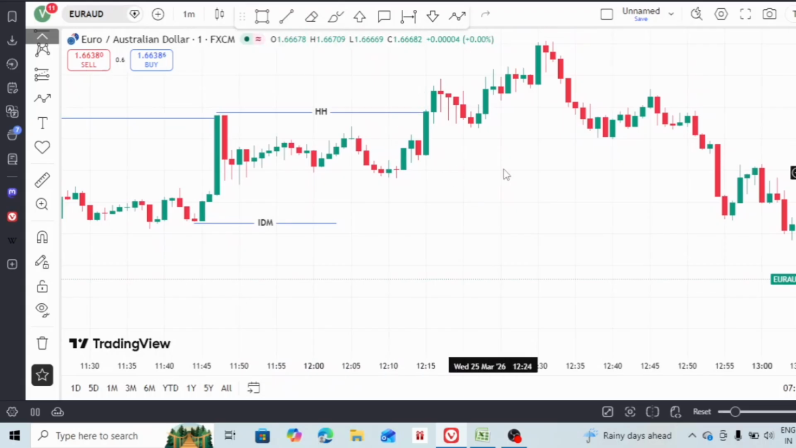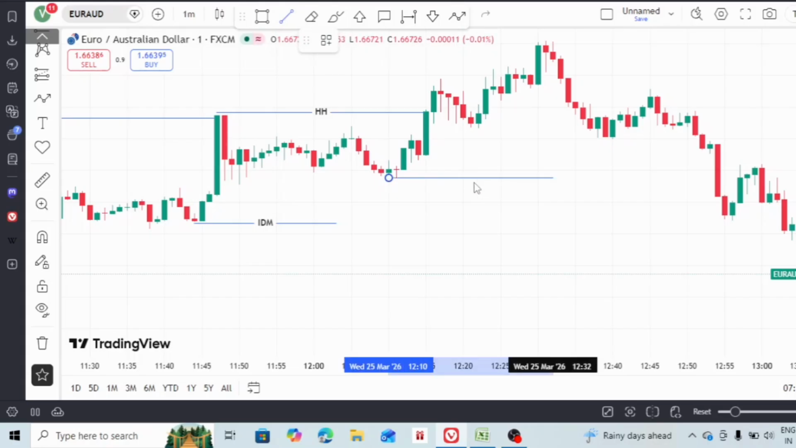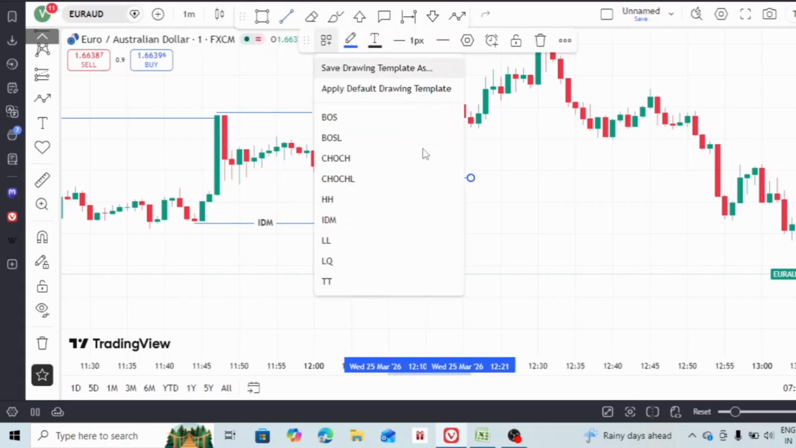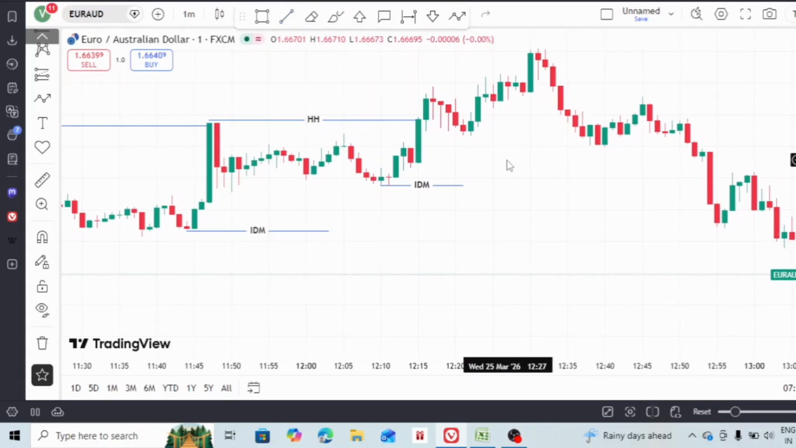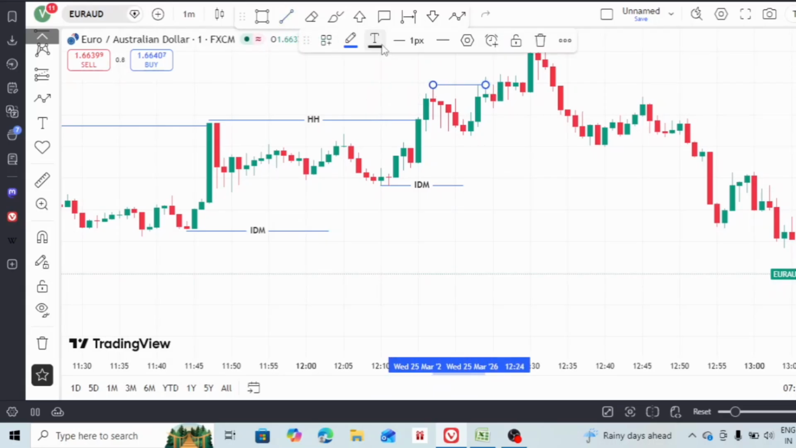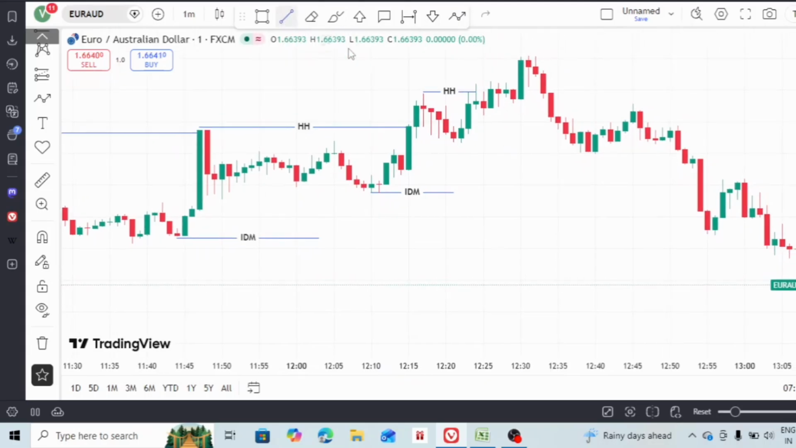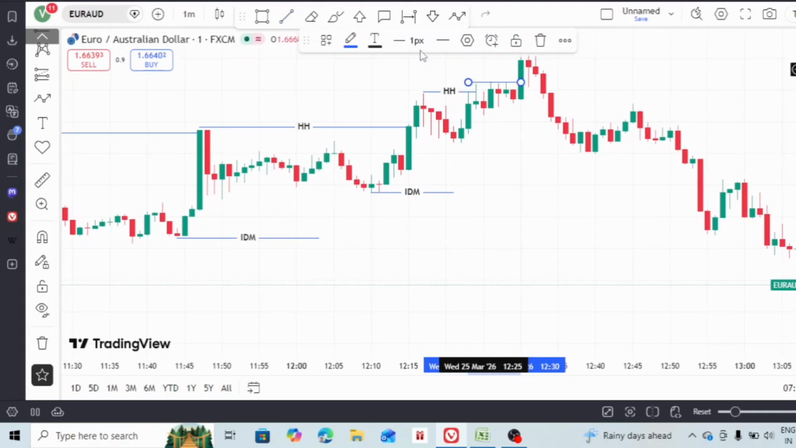So where is the first pullback? The first pullback is here. See, the first pullback is here, and so this will be our inducement level, and then this is the highest point. Okay, so see, it has only break with the wick, so the higher high has been shifted to this level. Okay, so here it is break with the body. So here this is the higher high.